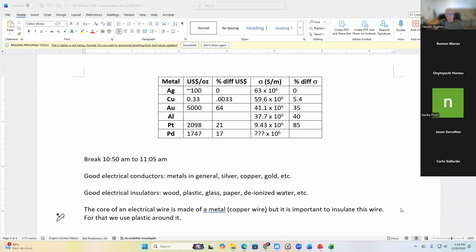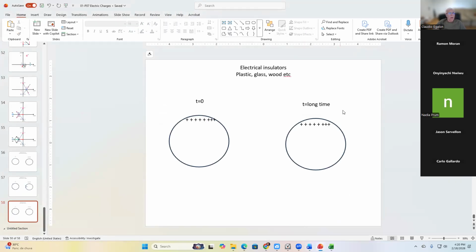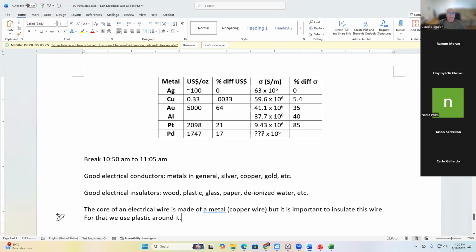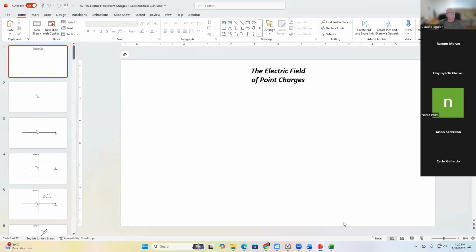Okay, so the wires that we have at home are made of both insulators and conductors. The core is a conductor, a good conductor. The sheath around the core is made of an insulator, so you do not have problems with the charge. Okay, that's what I have. Let's take a look at the other concept.